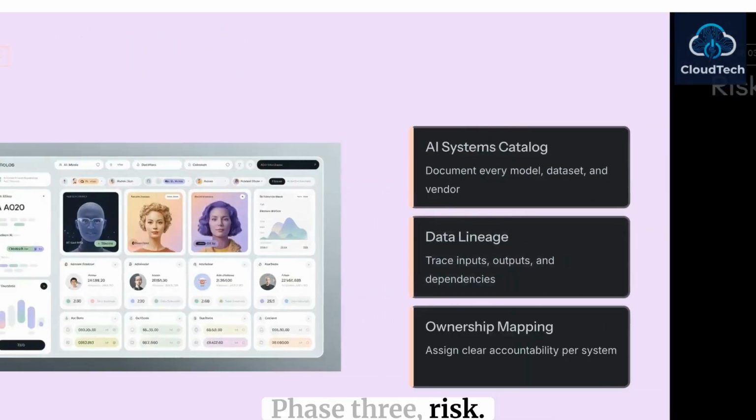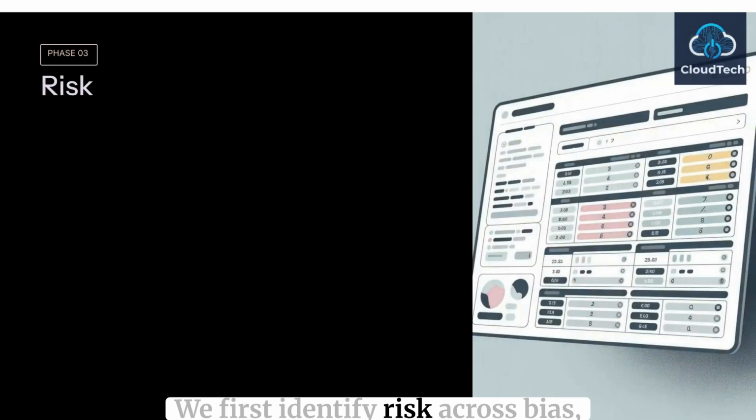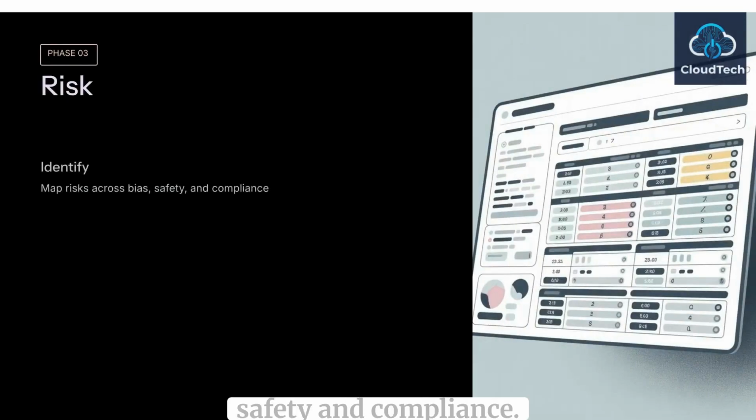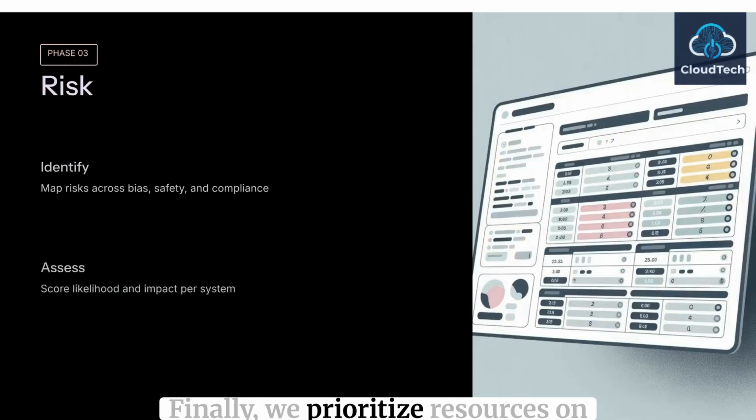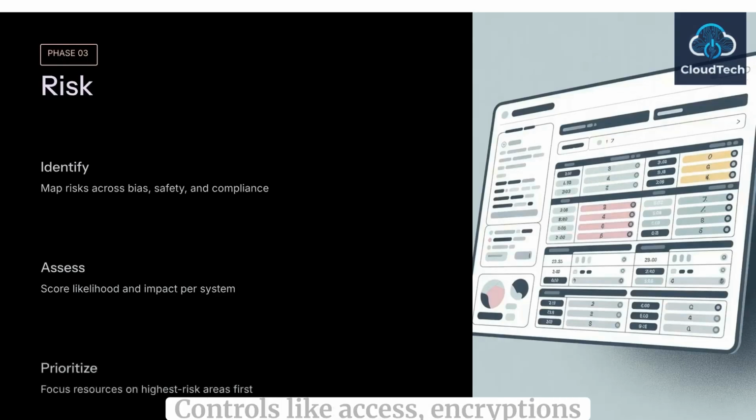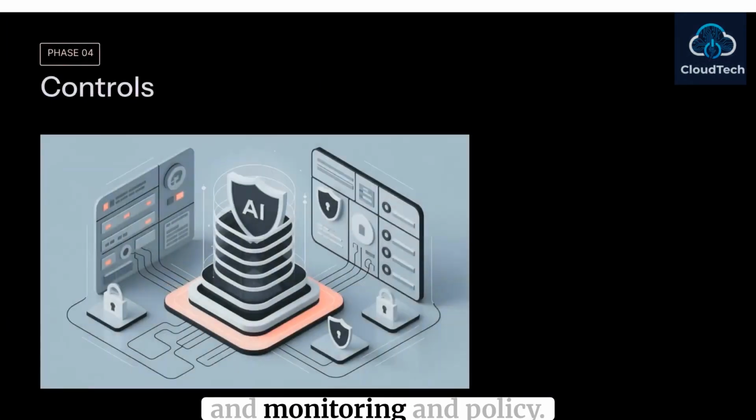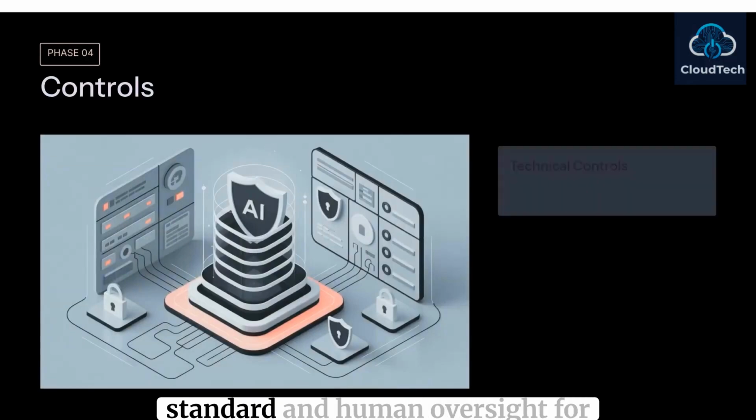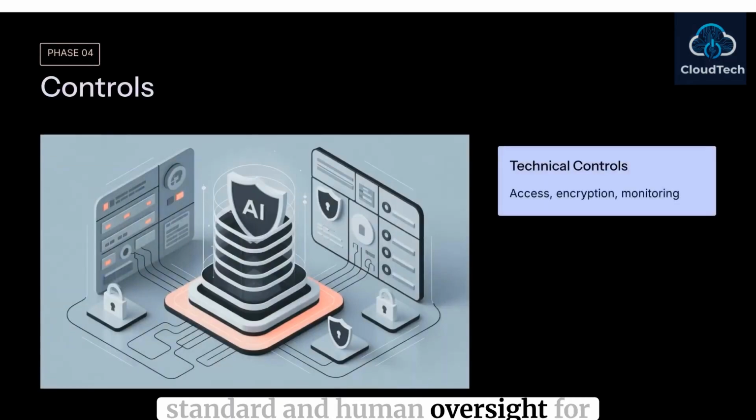Phase 3, risk. We first identify risk across bias, safety, and compliance. Then we assess by scoring likelihood and impact per system. Finally, we prioritize resources on the highest risk areas first. Phase 4, controls. Controls like access, encryption, and monitoring and policy. Controls such as guidelines and standards, and human oversight for review gates and escalation paths.